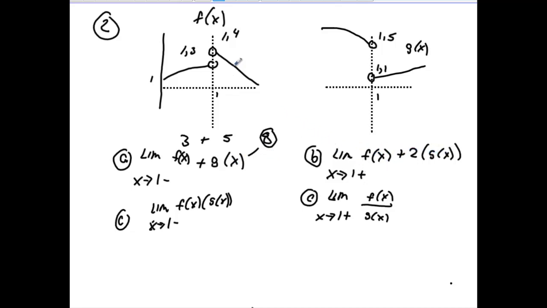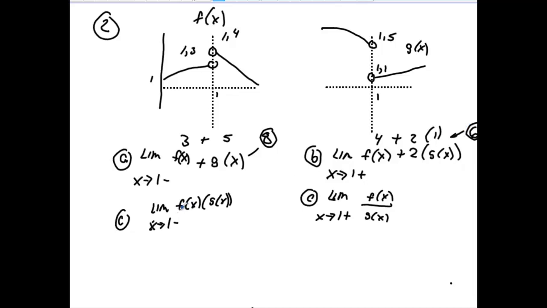from the positive side? Then coming from 1 from the positive side here, my y value is going to 4. And I'm going to go plus, and then 2 times g of x. As x approaches 1 from the positive side, I'm going to 1. So 4 plus 2, that gives me 6. So that value for number 2 is going to be 6.